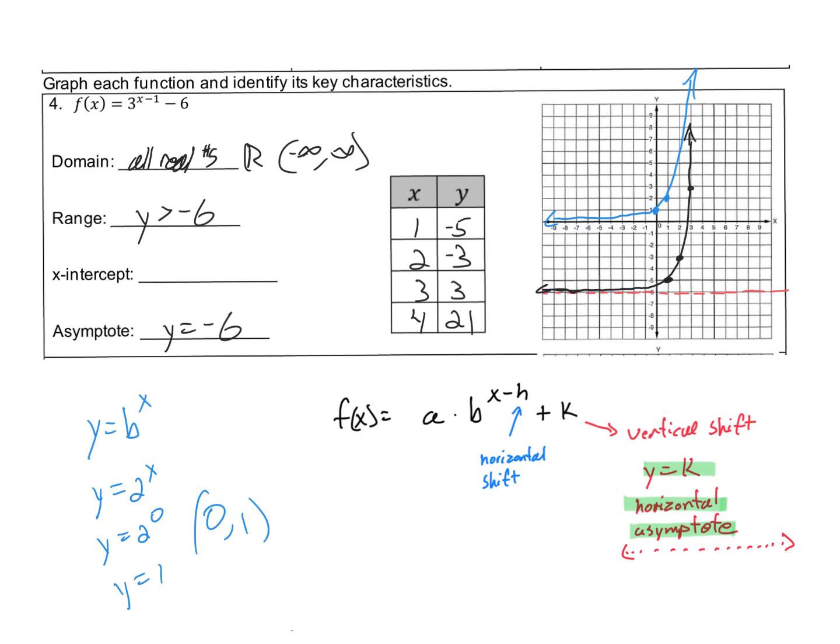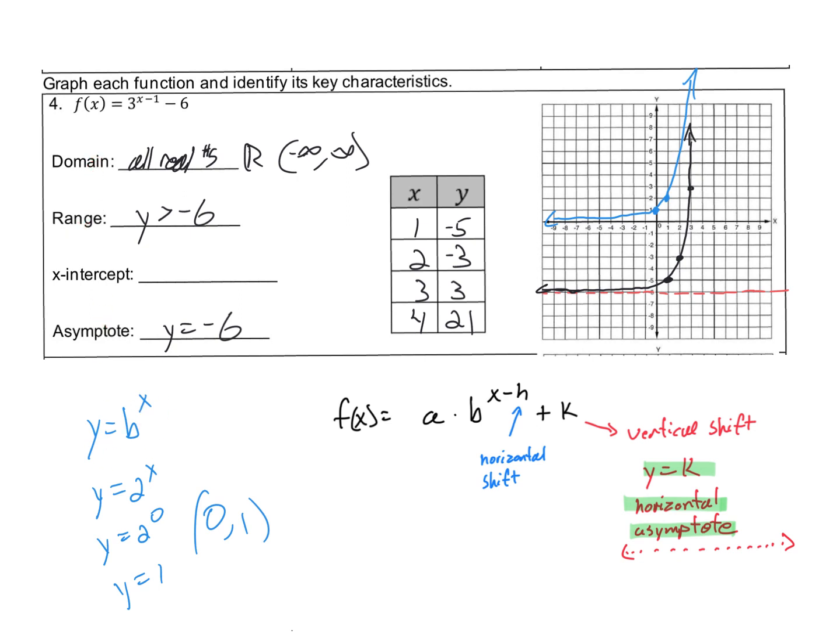Okay, so in this video, I'm going to go over numbers 4 and 5 of the review, but I'm also going to be kind of reviewing graphing these functions. Number 4 wants you to graph the exponential function 3 to the x minus 1 minus 6. Before we graph it in our calculator and get the table, I want to go over graphing so that we understand some of these key features such as domain, range, and the asymptote.